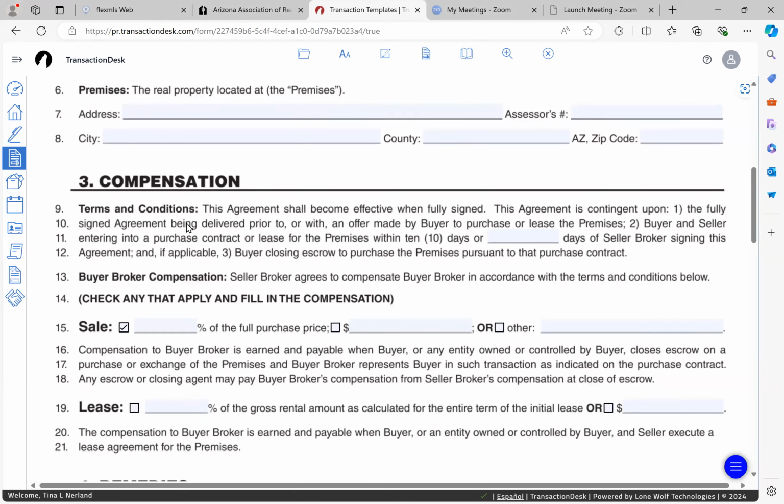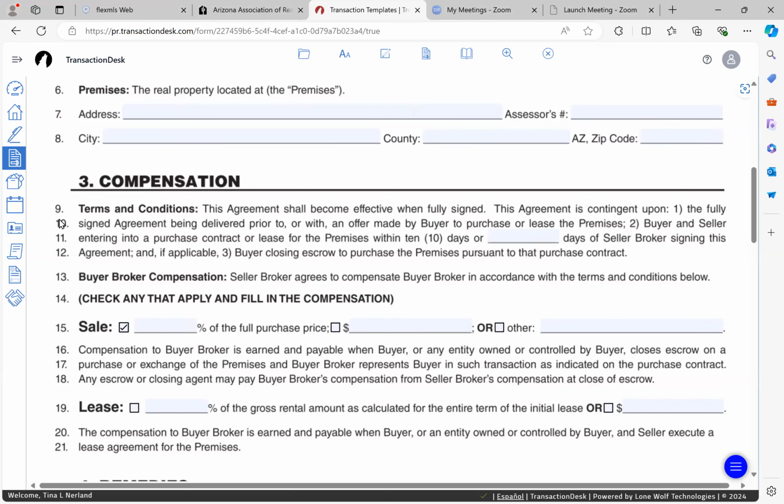So bear with me. Terms and conditions. This agreement shall become effective when fully signed. That means that even if you're a buyer agent and you initiate it, it is not effective until the other opposing party, whether it be the buyer or the seller's agent, signs it. This agreement is contingent upon the fully signed agreement being delivered prior to or with an offer made by buyer to purchase or lease the premises. I know it says with. Technically, you can give it with, but it should be done prior to an offer being made.